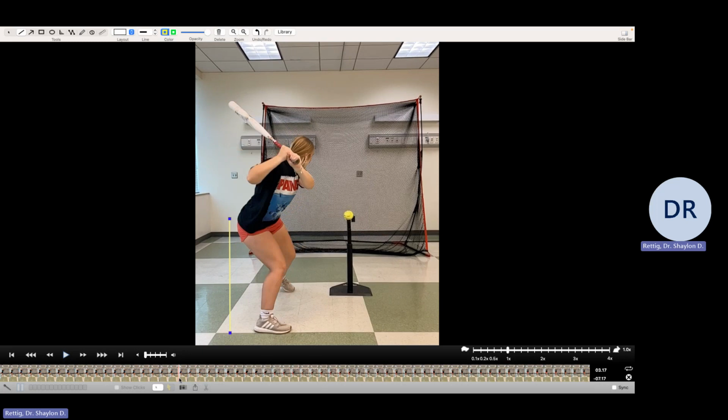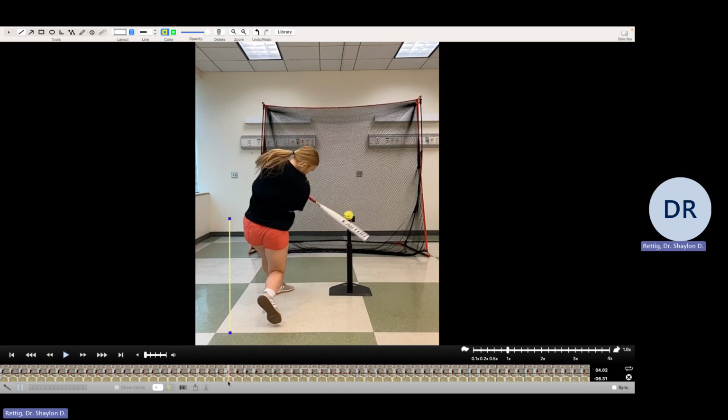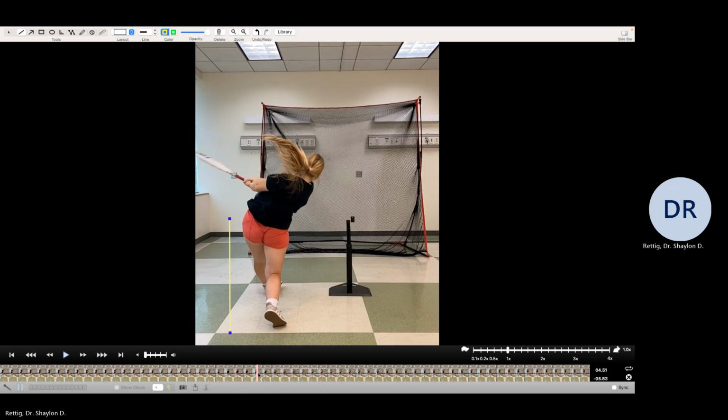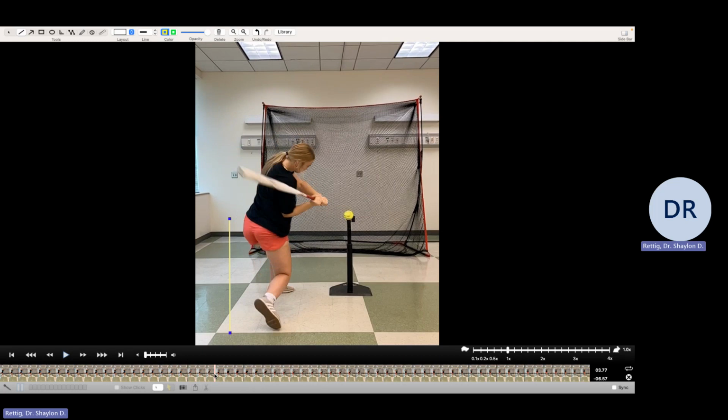But that loss of space, if someone pitched you inside, they could easily jam you because your body's moving forward. Or I should say they could potentially jam you because your body's moving forward. All right, so loss of space there.